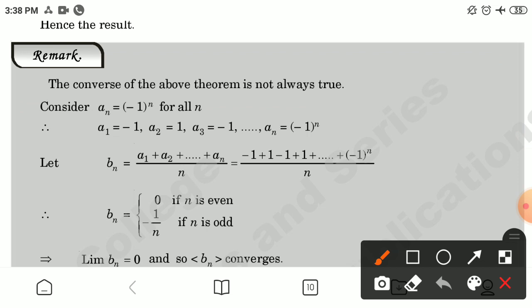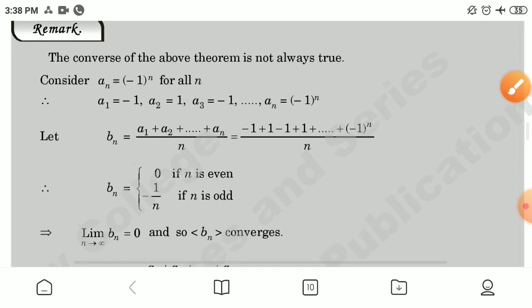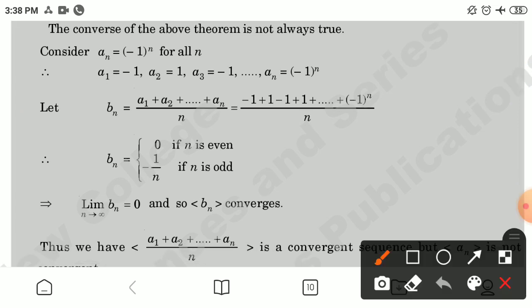Remark: the converse of the above theorem is not always true. Consider An equal to (-1)^n for all n. Therefore, A1 is -1, A2 is 1, A3 is -1, and An is (-1)^n. Let Bn equal (A1 + A2 + ... + An)/n.